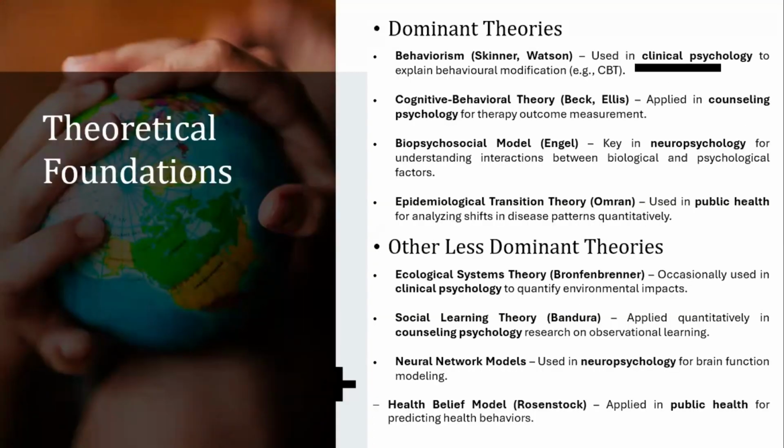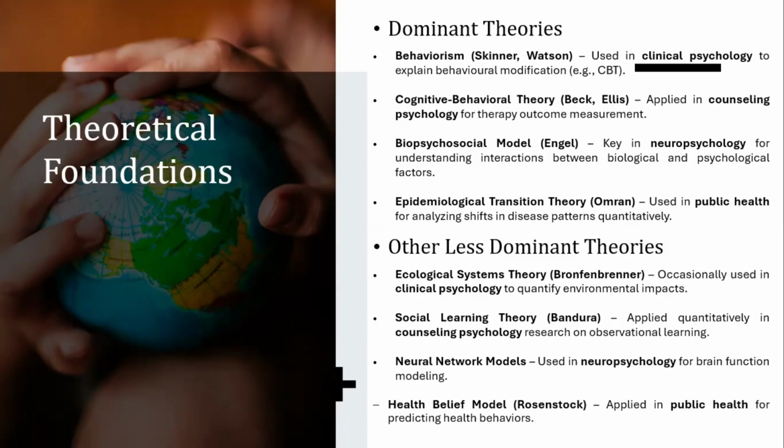Now, as psychologists, you've come across different theories and all of that. Some of the mainstream theories that are quantitative heavy, for example, behavioral theories. So clinical psychology may want to explain some behavioral modification using CBT methods and all of that. There's also the biopsychosocial model that neuropsychology also draws on for research, dominantly quantitative ones. In public health, for example, there's epidemiological transition theory, which is used to analyze the shifts in disease trends and disease patterns quantitatively.